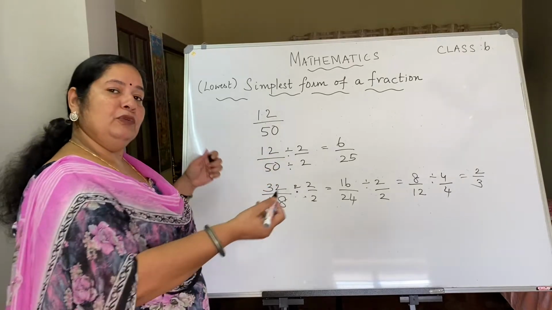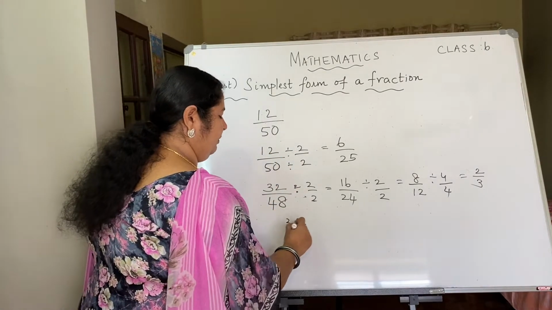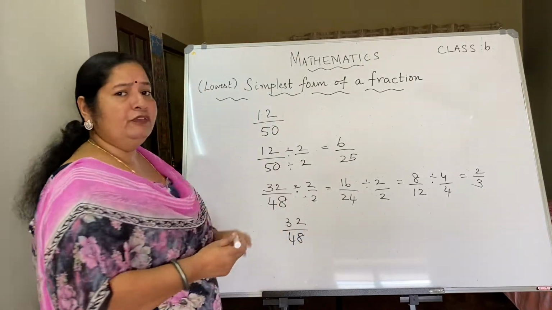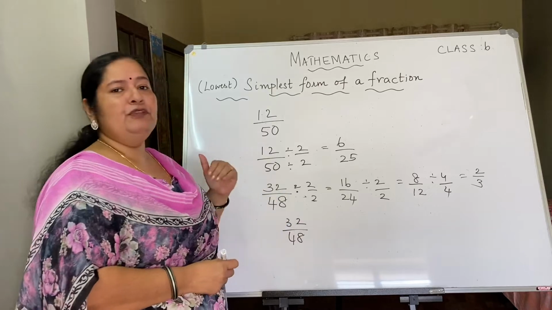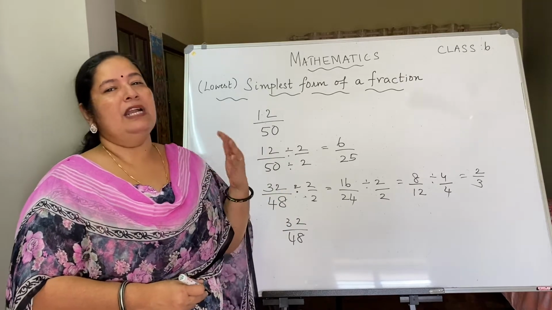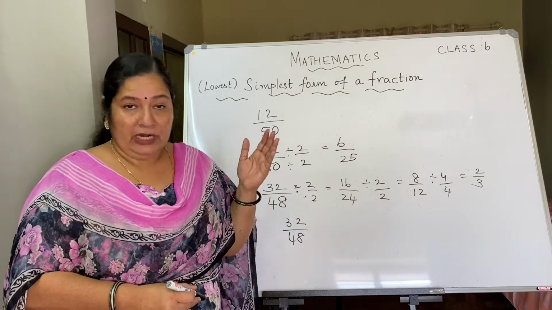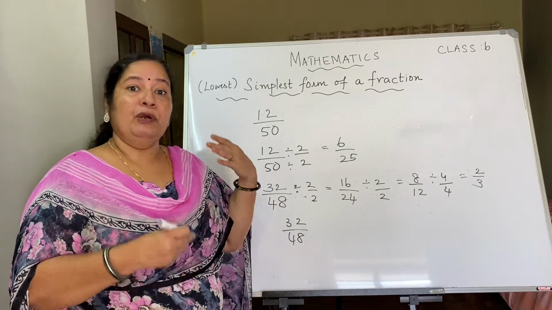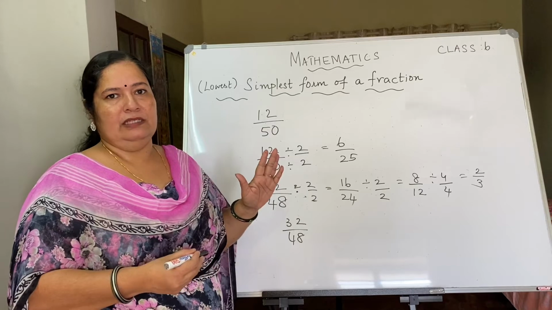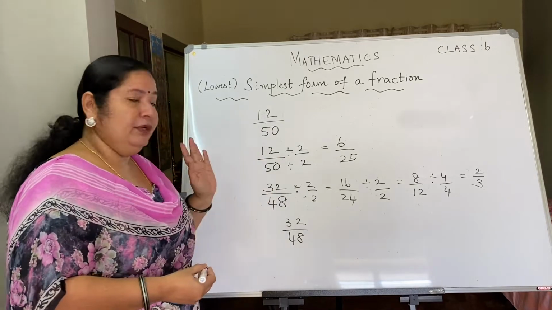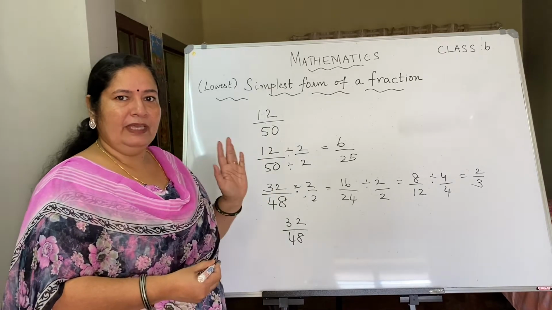See, it can be done in one more way. Say 32 by 48. See, both of these numbers are divisible by 8. In that case also you can do the division. I told you, if you start with the least number, it will be more convenient for you. If you are able to do the division with bigger numbers, well and good. Go for that. So here 32 and 48 both are divisible by 8.